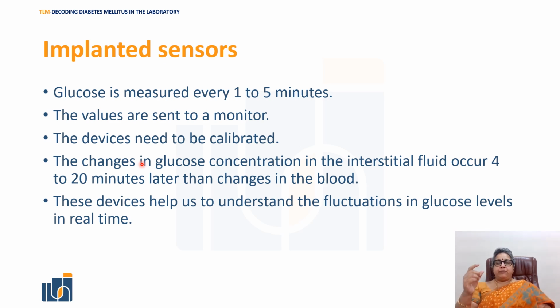But those devices themselves need to be calibrated. And you should also understand that the changes in the glucose levels in the interstitial fluid occur later than the changes in the blood. These sensors are not placed within the blood vessel. It's placed in the immediate subcutaneous tissue, which means that it will measure the glucose in the interstitial fluid. And that change in glucose will happen later than the change that occurs in the blood. However, for continual monitoring of glucose, these devices are very useful. A well-calibrated device is very useful to monitor the fluctuations in glucose levels.